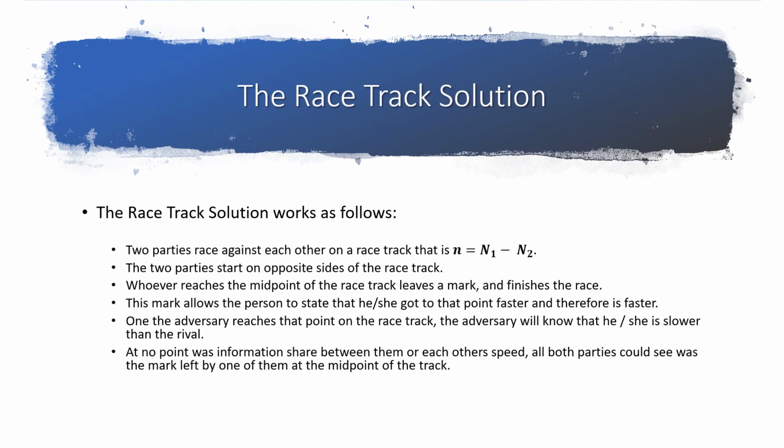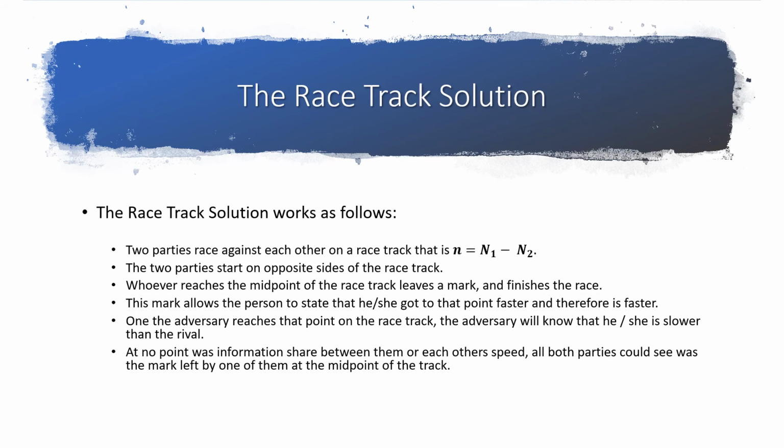Next, let's talk about the racetrack solution. The way the racetrack solution works is two people race against each other on a track that is n feet, meters, or units long. They start on opposite sides and try to reach the midpoint of the racetrack. Whoever reaches the midpoint first will leave a mark and finish the race, and the next person will reach the midpoint and finish the race.